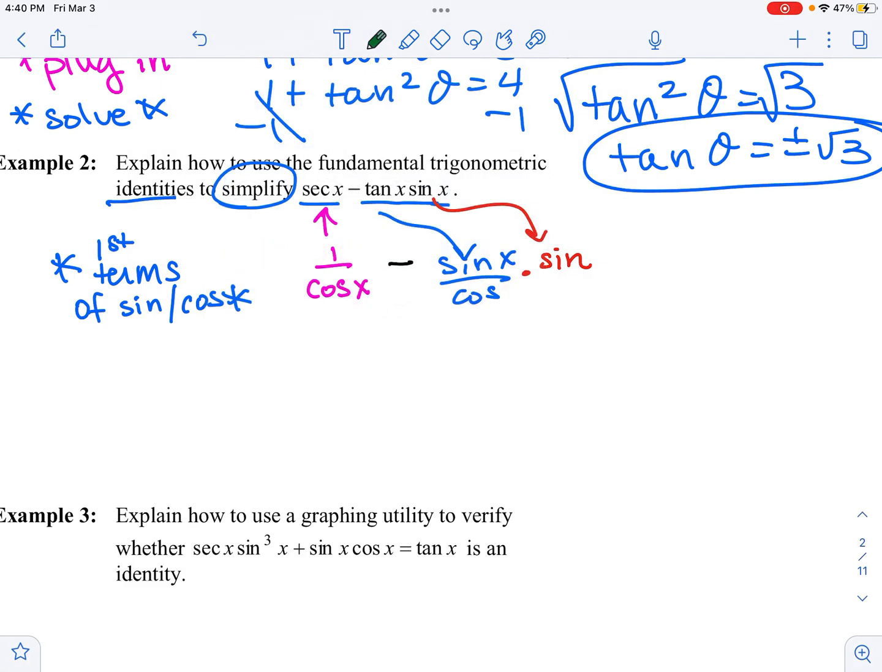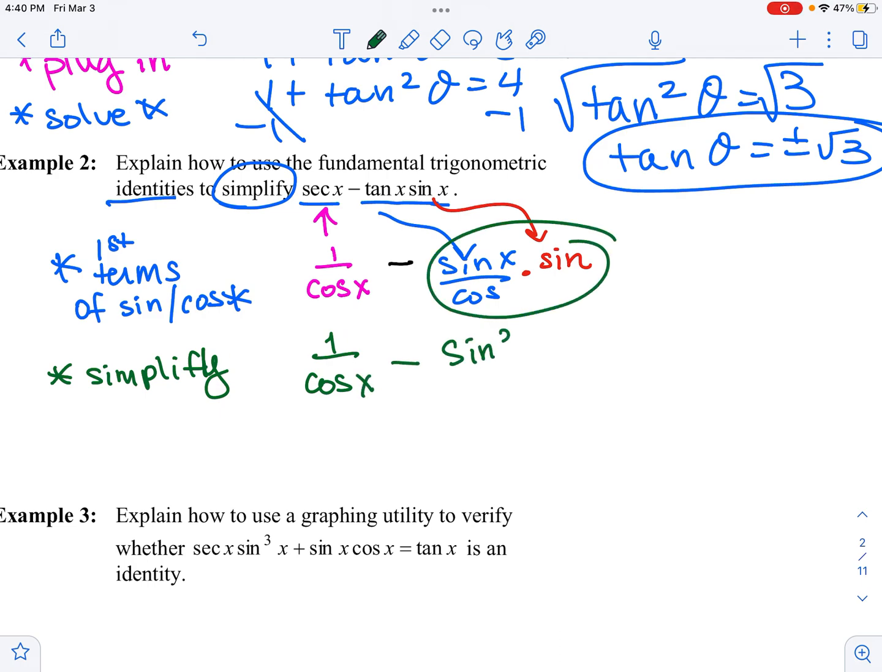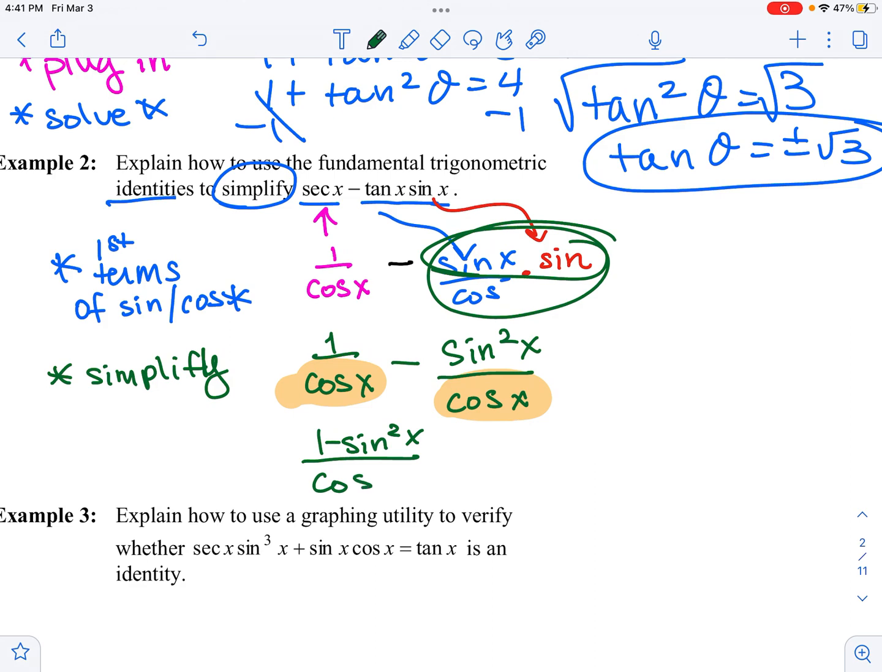And now I'm going to go through and simplify if I can. So I notice here that this is 1 over cosine minus, and then this I can say is sine squared, because sine times sine is sine squared, over cosine. Now I notice that we have a common denominator, so I can combine this: 1 minus sine squared x over cosine of x. So right now that's all I can do, except I'm going to look to use any identities that I have.